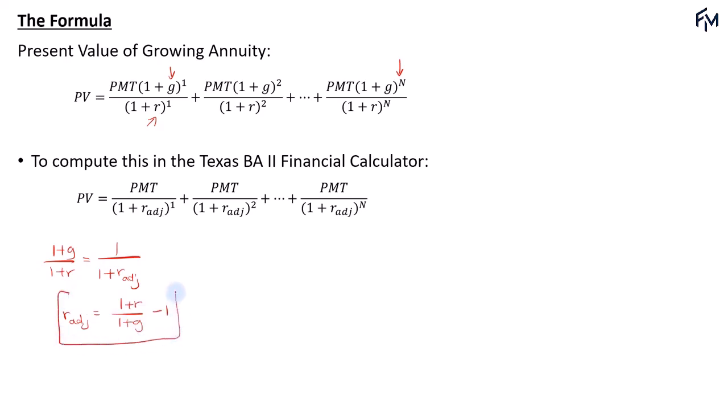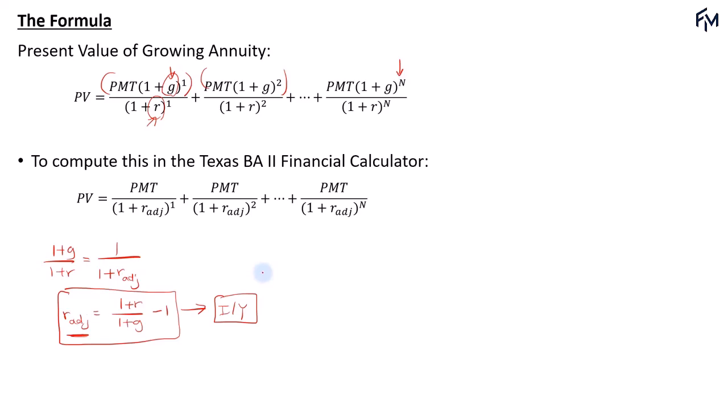Once we work out this adjusted discount rate, we will set it as the I/Y in the Texas BA II financial calculator. So this is one way around it. Instead of having to find a way to input the growth rate and the discount rate, or trying to calculate the cash flow each year and then inputting it into the cash flow worksheet, which is a lot of hassle, especially when n is large. These are some quick hacks that we will look at shortly.